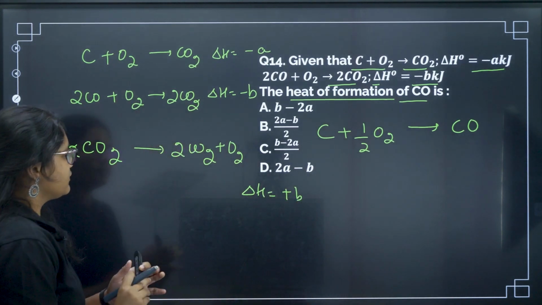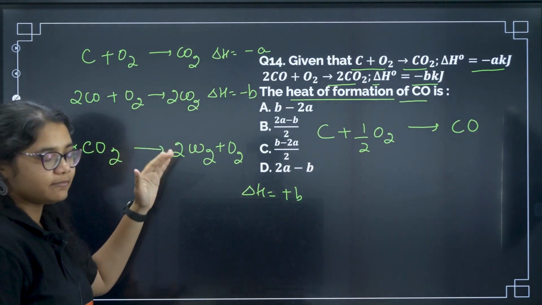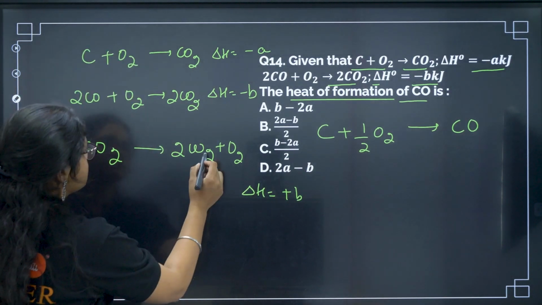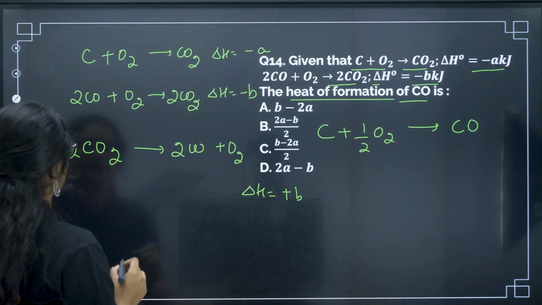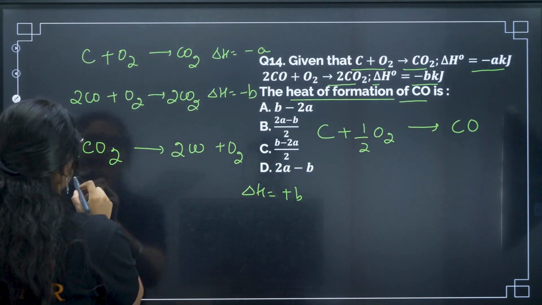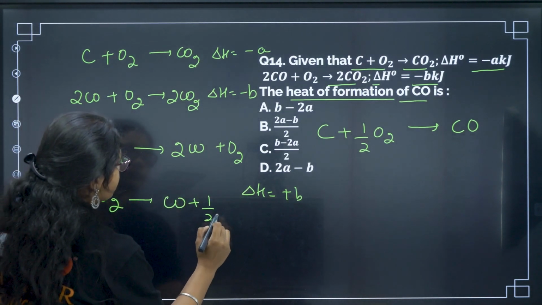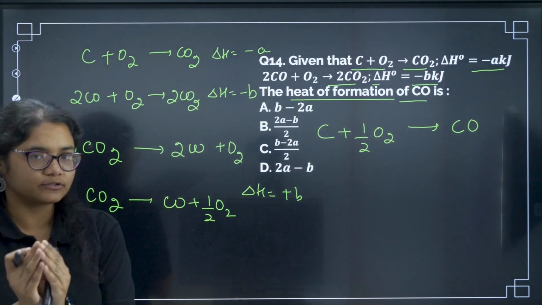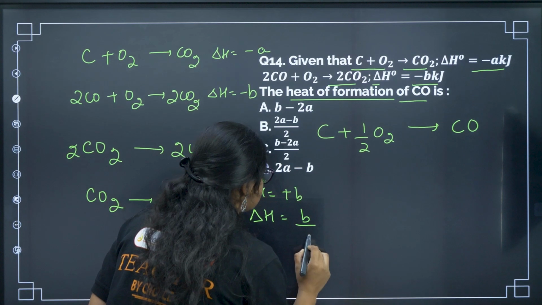Okay. Now if you see, we need to produce only 1 mole of CO. Here we have 2 mole of CO. So we can divide the whole equation with 2. So now if we divide this whole equation by 2, we'll get CO2 will give me CO plus half O2. Now when you have multiplied half to the whole equation, the delta H value should also be multiplied with half. So delta H value now will be equal to B by 2.